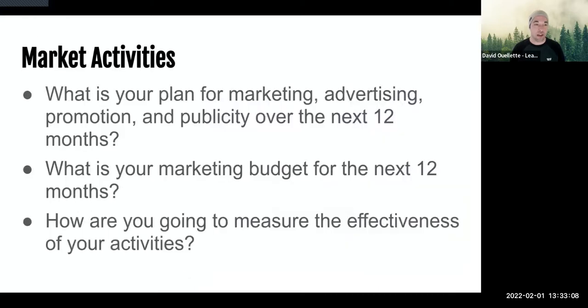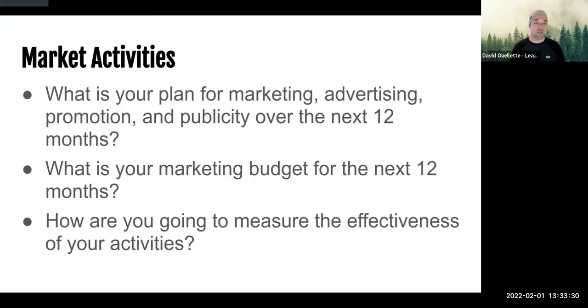So when talking about those marketing activities, things to think about here is, what's your plan for marketing, advertising, and promotion and publicity over the next 12 months? That's the context of when you're thinking of your marketing activities. You might want to mention what you think your budget might be. If you don't have your budget, that's okay. We don't necessarily need that, but it helps give you more context.